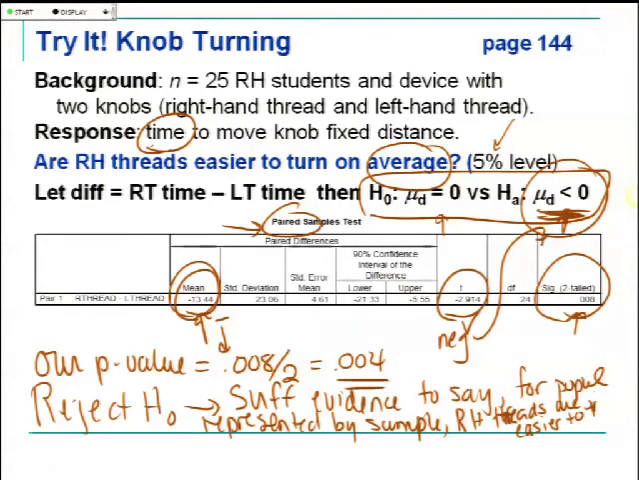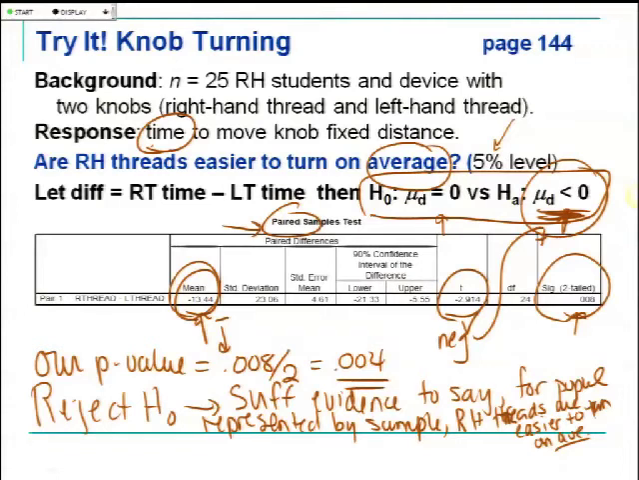And I can't fit it all in. My screen is cut off. Or you can say the average time to turn the right thread knobs is quicker, faster than that for left. Something about the mean or the average time or mean. All right, there's our conclusion.